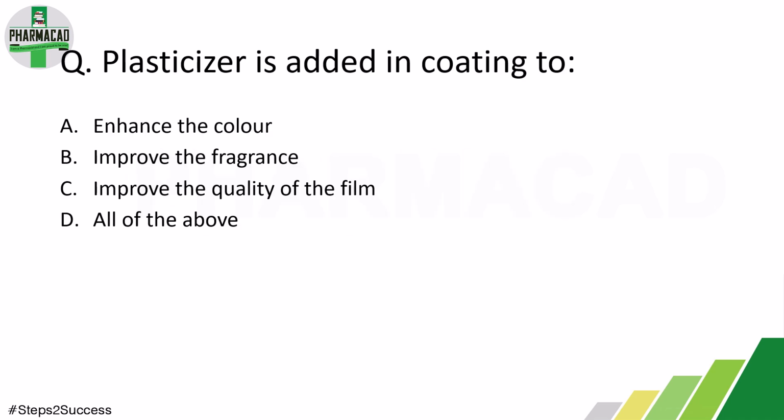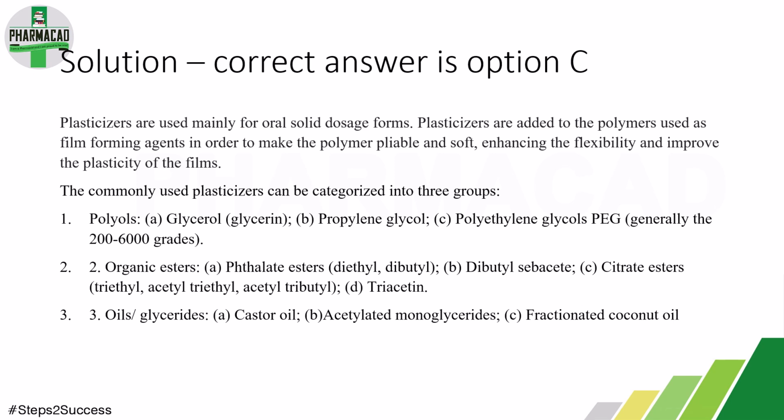So that is a common polymer structure, and according to the modification in it, the grades of Eudragit are generated. Next question, plasticizer is added in a coating to option A, enhance the color, option B, improve the fragrance, option C, improve the quality of the film, option D, all of the above. So the correct answer is option C, improve the quality of the film.